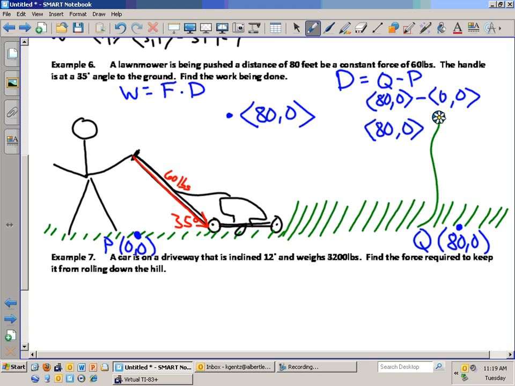Well, my force, just like my distance, has a horizontal component and a vertical component. Namely, if we look at this, you have a vertical component of your force, we'll call that B, and you have a horizontal component of your force, we will call that A. How do we calculate A? A is equal to, very good, 60 times the cosine of 35. How do you calculate B? 60 times the sine of 35.